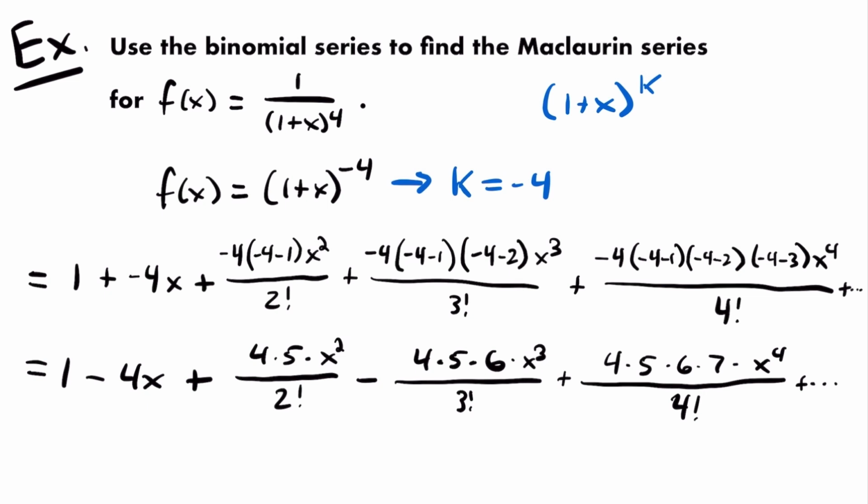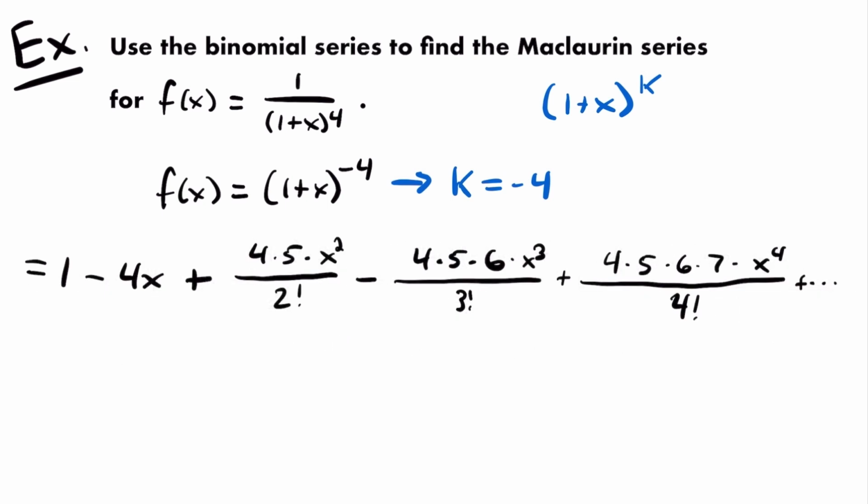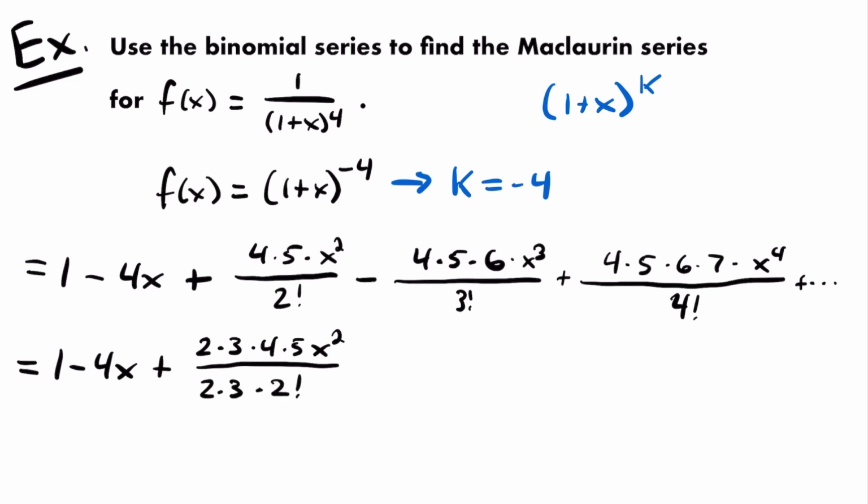All right, so let me show you what I mean. Let me clean up my work. What we're going to have is that this is equal to 1 minus 4x plus 2 times 3 times 4 times 5 times x squared divided by 2 times 3 times 2 factorial. All right, so for this first term, I multiplied 2 and 3 into the numerator and denominator.